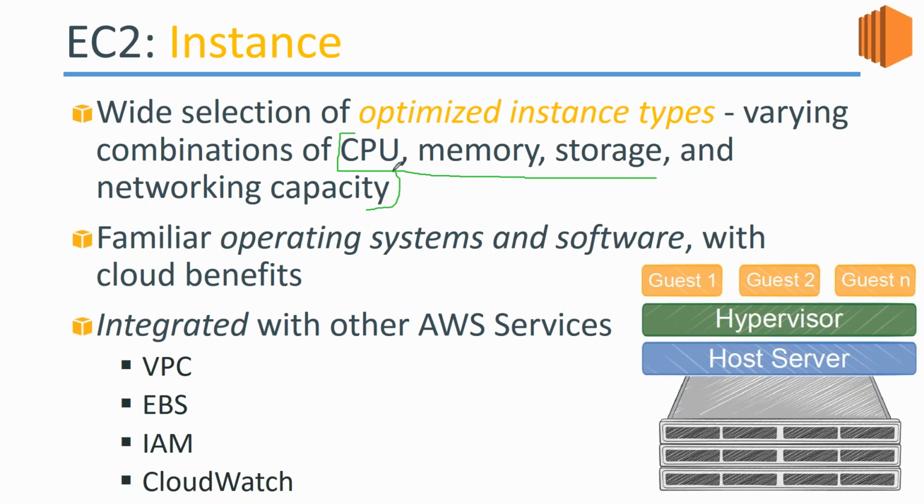So that is a combination of a network and I/O capacity. And there are some GPU optimized, that is graphical processing unit optimized, for doing image processing or encoding or those kind of activities. And you get flexible operating systems also. You can use Windows, you can use Linux, you can use Ubuntu, you can use Amazon Linux or any other Linux that can run on the Xen hypervisor systems.